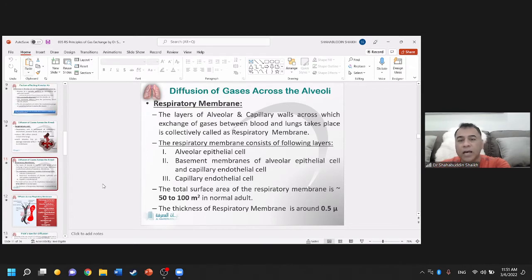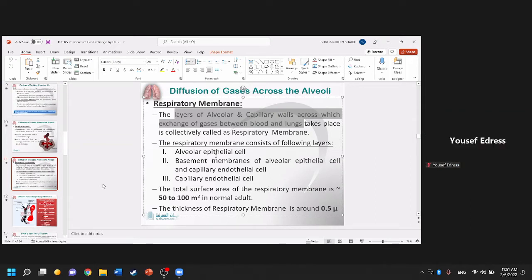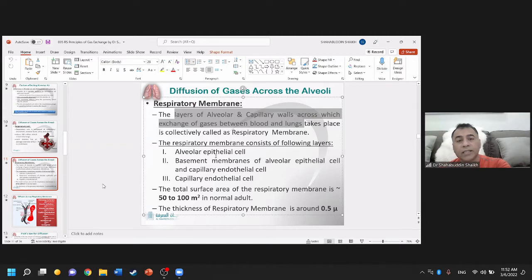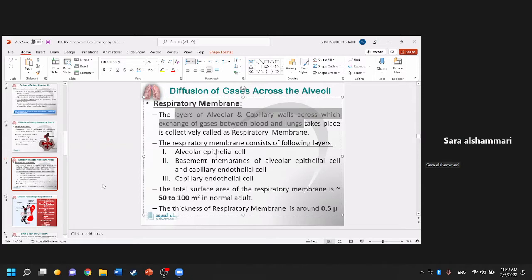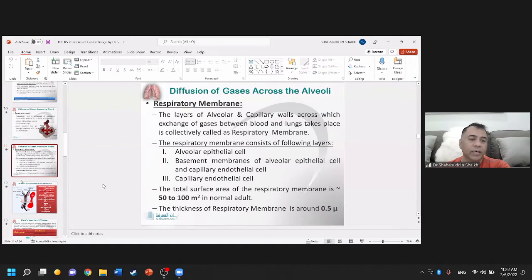The layers of alveoli and capillary wall across which exchange of gases occurs between blood and lung are called the respiratory membrane. Can you remember this? The respiratory membrane is the combined layer of alveoli and capillary wall through which exchange of gases occurs between lung and blood. We have repeated this sufficiently, right?